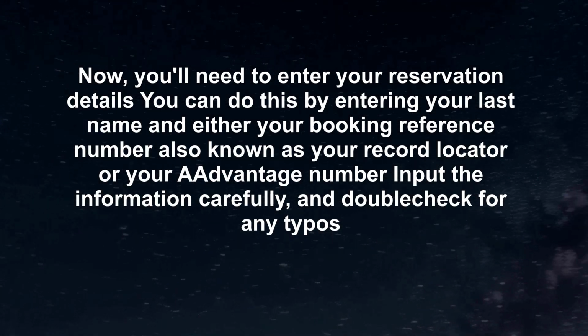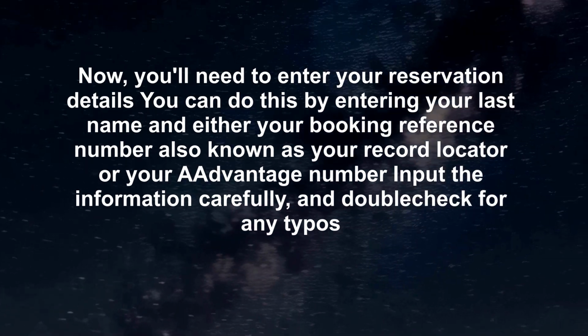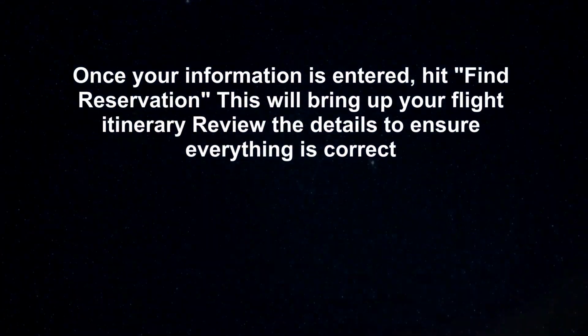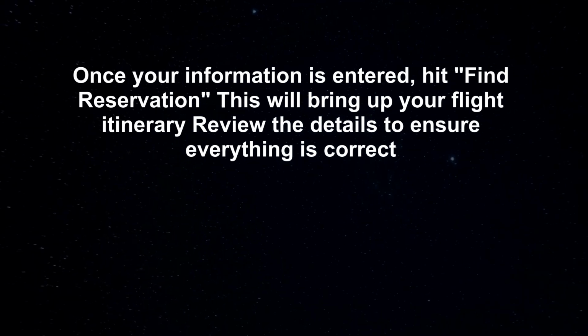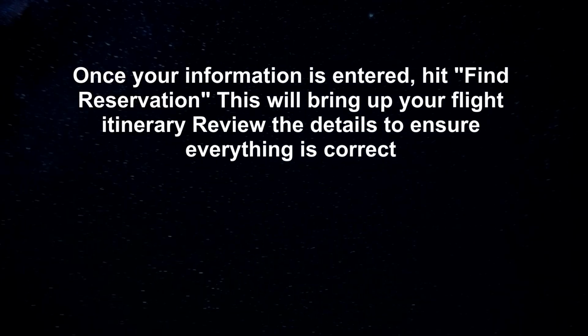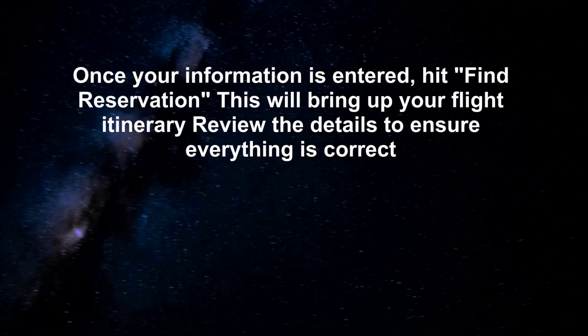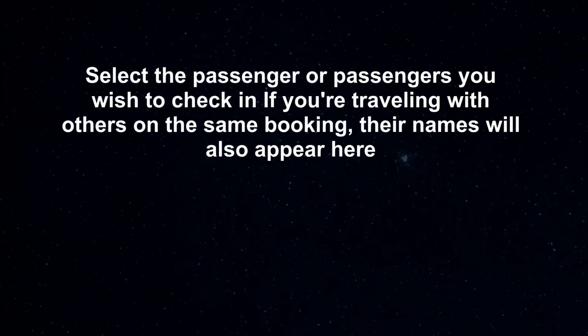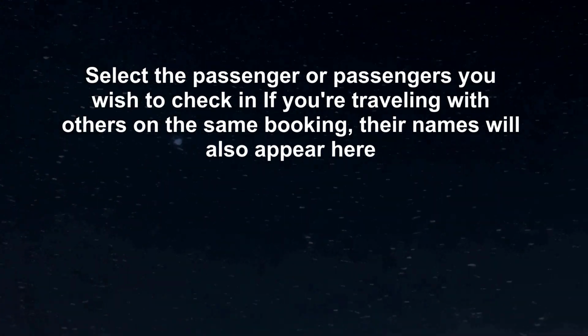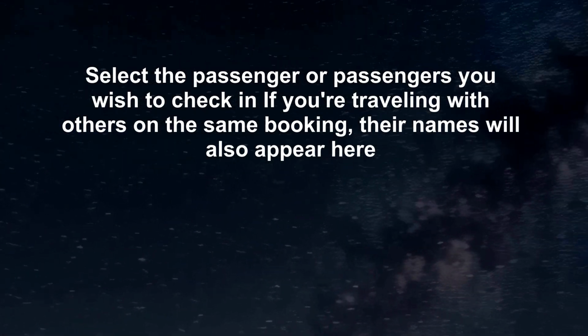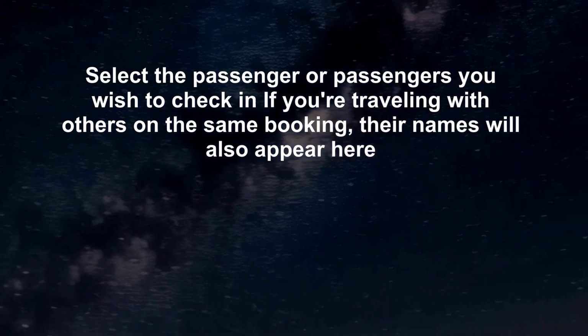Input the information carefully and double-check for any typos. Once your information is entered, hit Find Reservation. This will bring up your flight itinerary. Review the details to ensure everything is correct. Select the passenger or passengers you wish to check in. If you're traveling with others on the same booking, their names will also appear here.